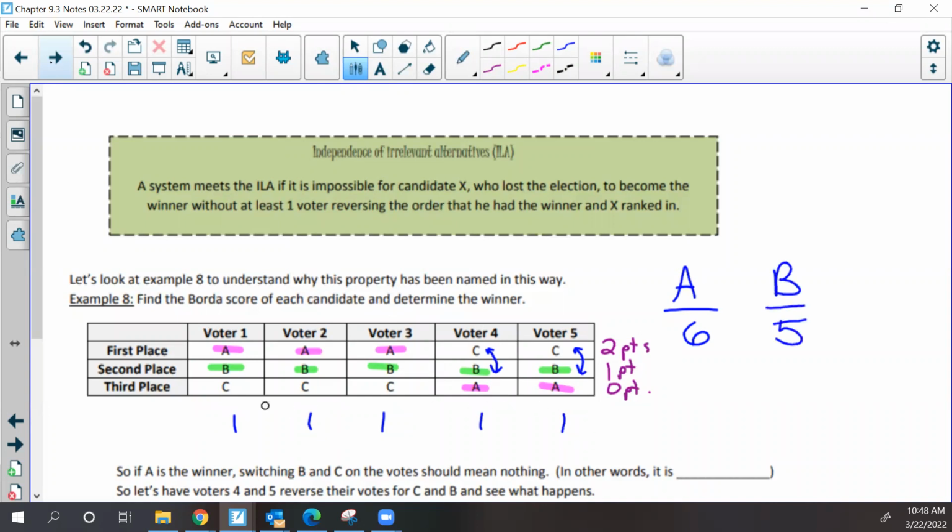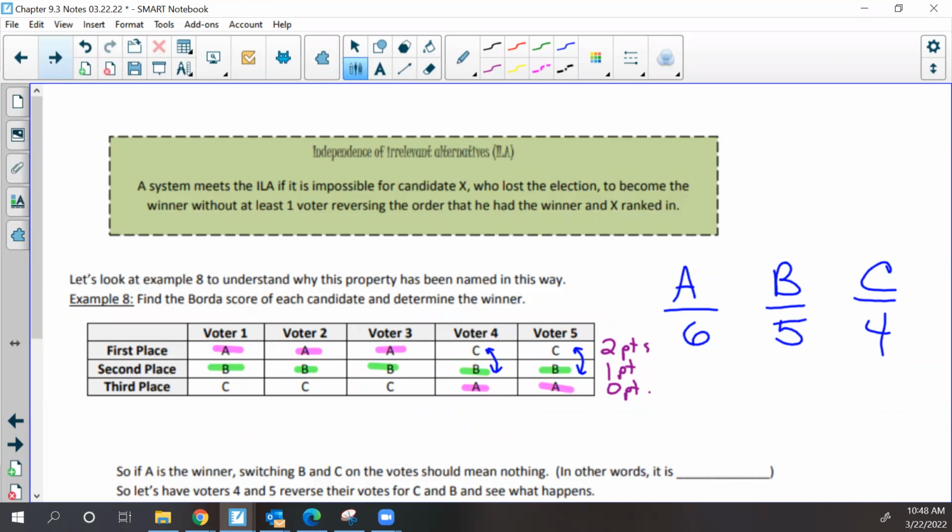Okay, now we got to go to C. Well, C has zero here. There's nobody below him. There's no boxes below him here. But there's two boxes here and two boxes here. So candidate C has a Borda score of four. Now, you guys can check it the other way if you like, but this is right. And so these are the candidates' Borda scores.